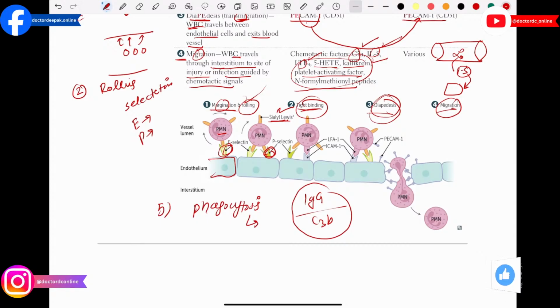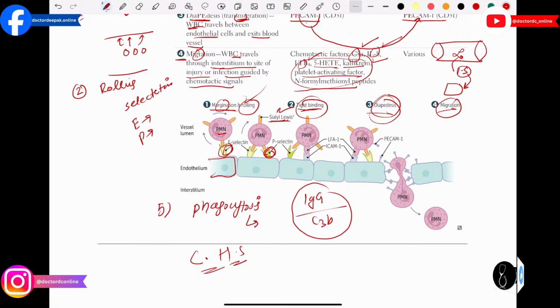Why am I explaining this? Because there is a disease called Chediak-Higashi syndrome. Chediak-Higashi syndrome is a disease in which the problem occurs in phagocytosis. So that's why you have to remember these steps one by one, because they can ask you different diseases in the exam.